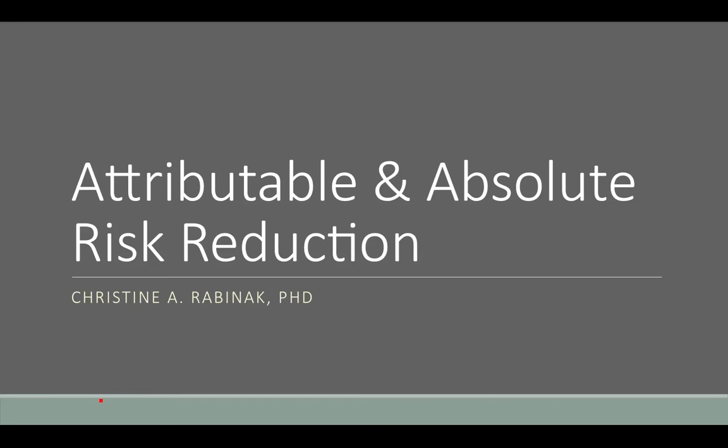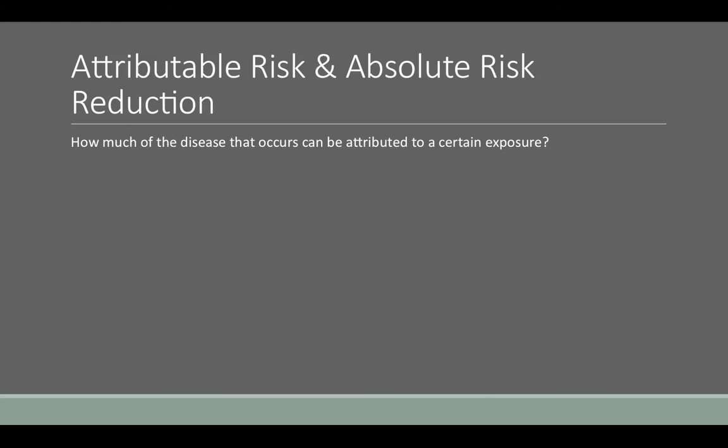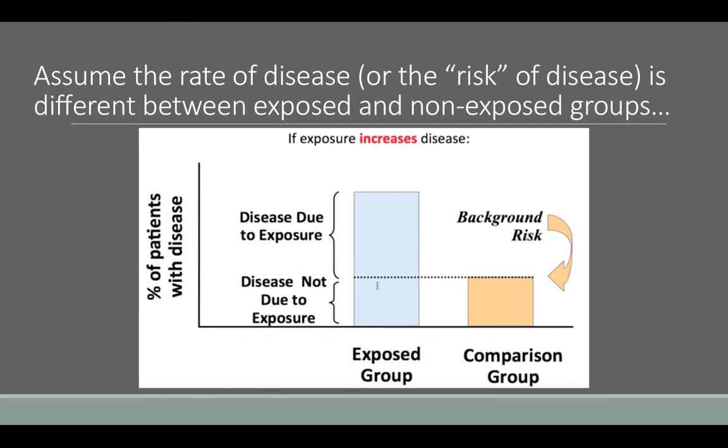This video is going to introduce the concepts of attributable and absolute risk reduction. Attributable risk and absolute risk reduction allow us to ask the following question: how much of the disease that occurs can be attributed to a certain exposure? For this concept, we are talking about the total burden of disease.